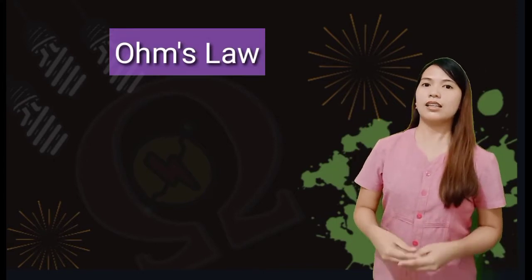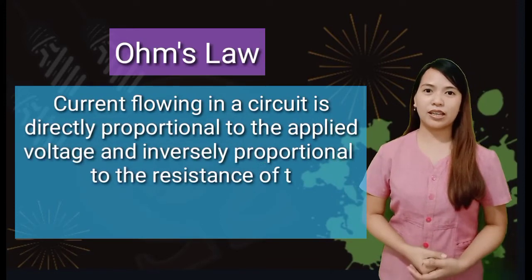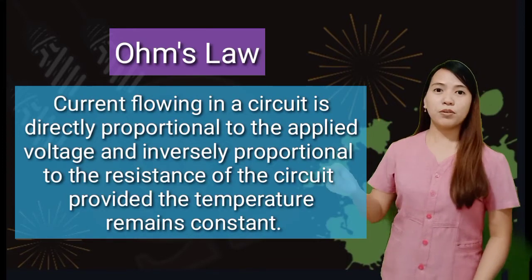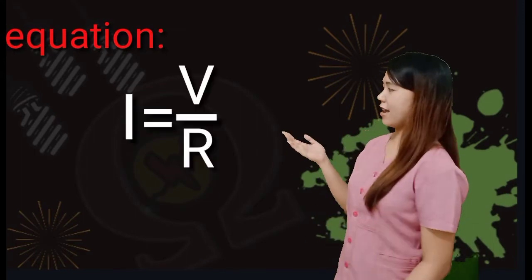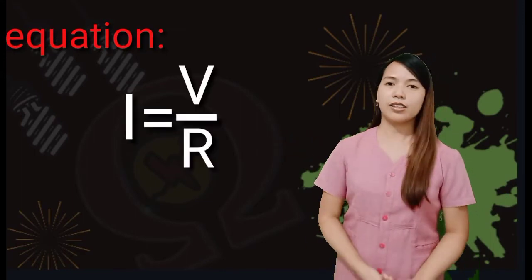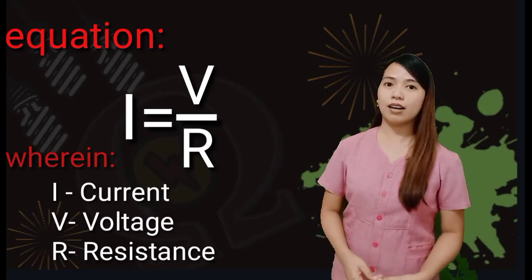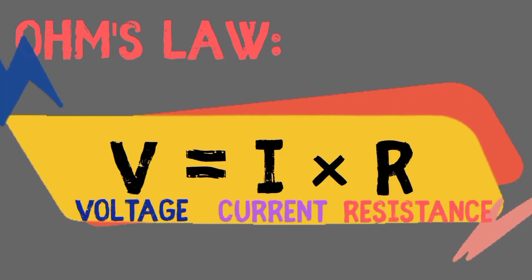This relationship is expressed in Ohm's law. This states that the current flowing in a circuit is directly proportional to the applied voltage and inversely proportional to the resistance of the circuit, provided that the temperature remains constant. Our equation is I equals V over R, wherein I is the current, V is voltage, and R is the resistance. Ohm's law is usually written as V equals I times R.